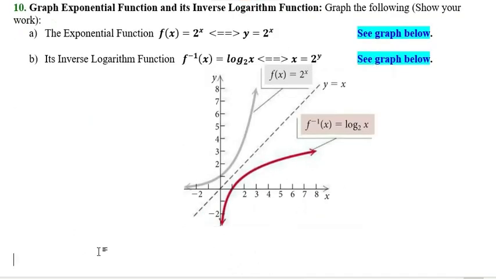And here is the graph. So the exponential f of x equals 2 to the x crosses the y-axis at 1, so this is the exponential equation. And its inverse, log base 2 of x, crosses the x-axis at 1, and this is f inverse of x equals log base 2 of x. And if you look at the two graphs, they reflect each other across y equals x.